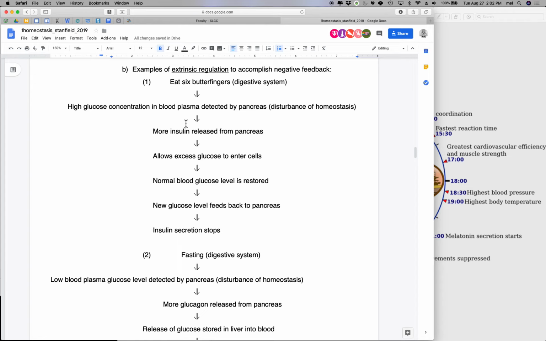So this is an example. Two questions for you. Do you see that this is negative feedback? And why? Why is it negative feedback? Go ahead.